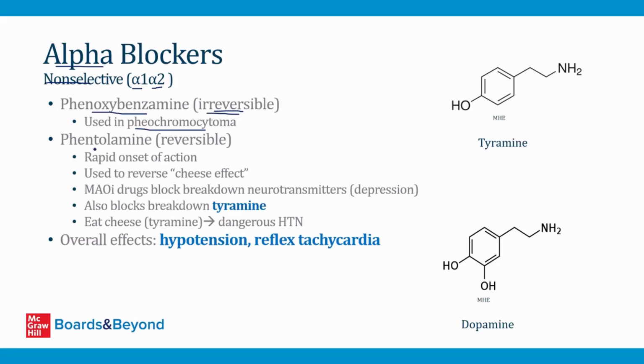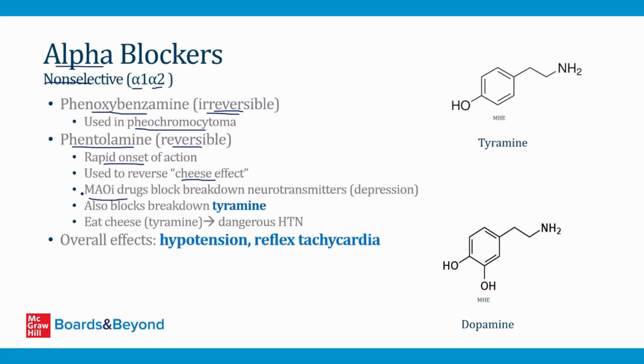The other non-selective alpha blocker is phentolamine, which is a reversible non-selective alpha blocker. This drug is rarely used in the modern era, but it used to be used years ago because it had a rapid onset of action and it could reverse the cheese effect. So what is that? So in the psychiatry section, I talk about older antidepressant drugs called MAOI drugs.